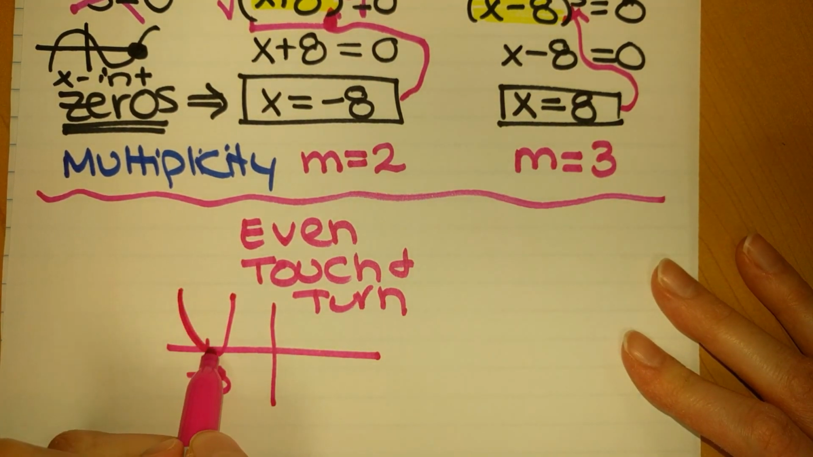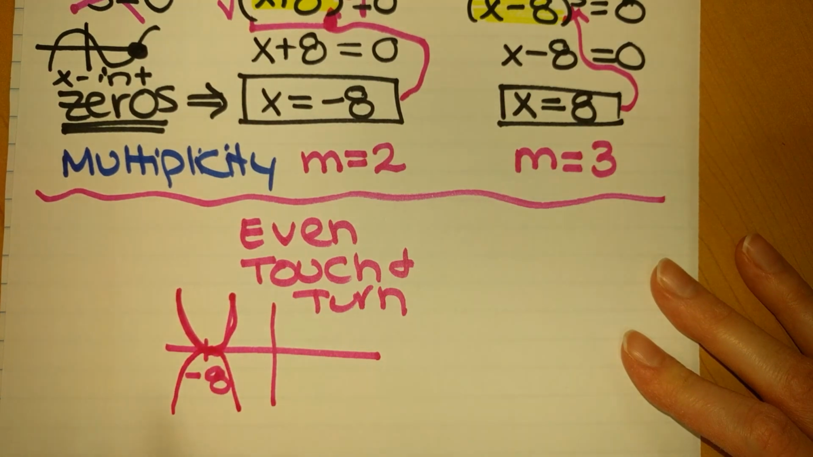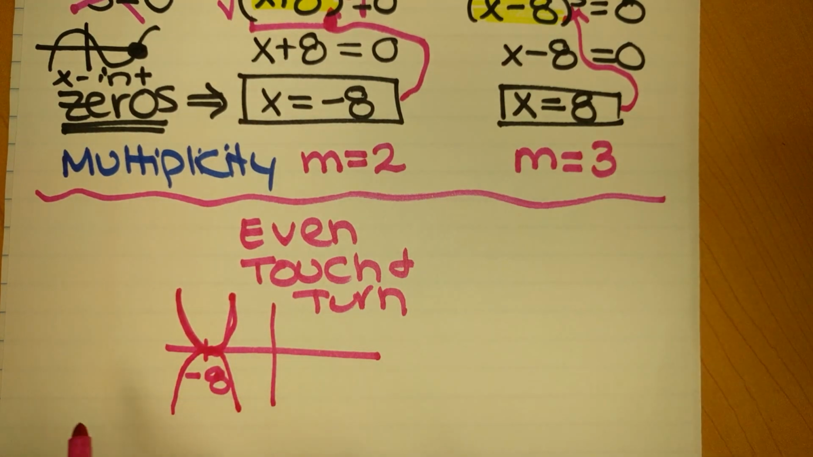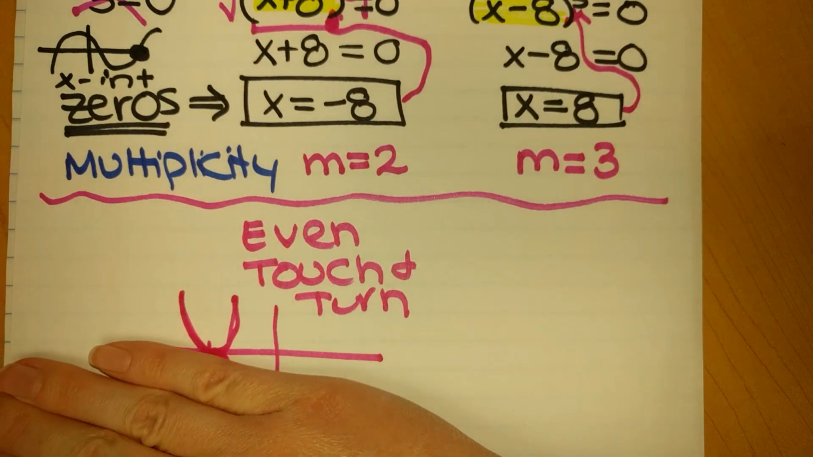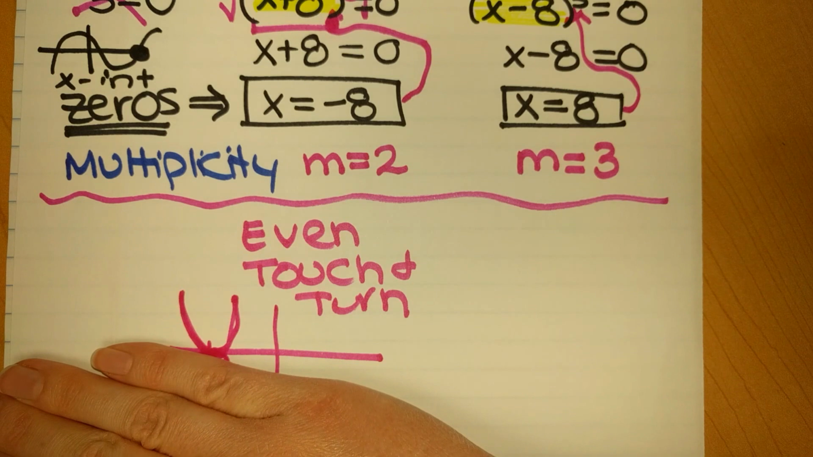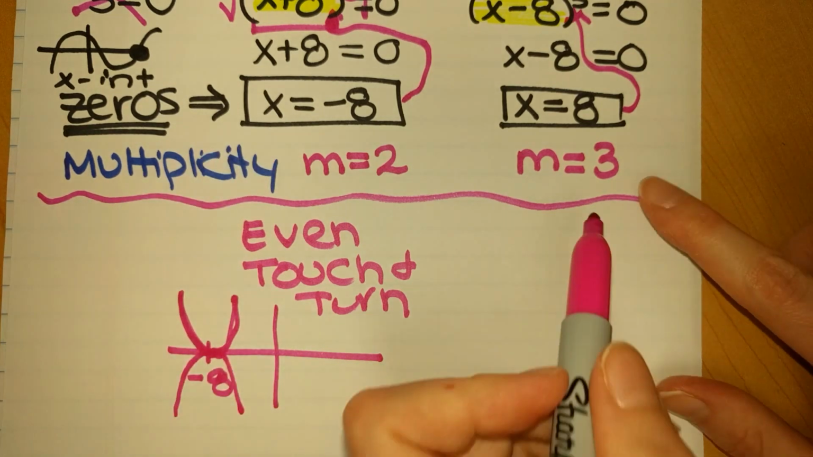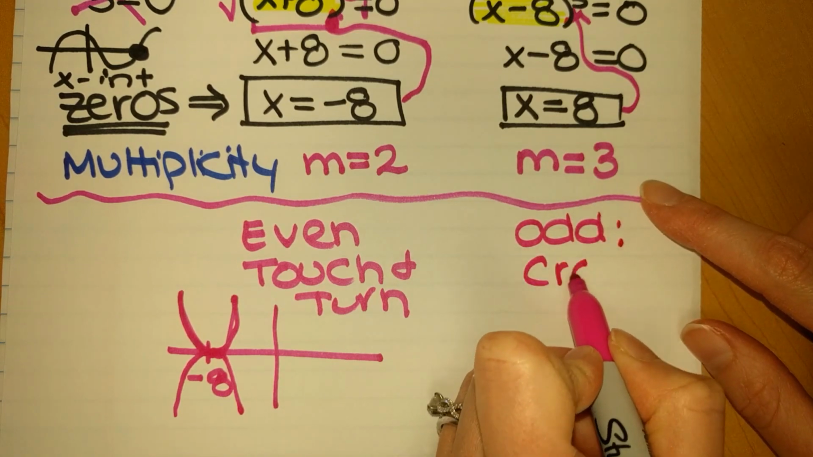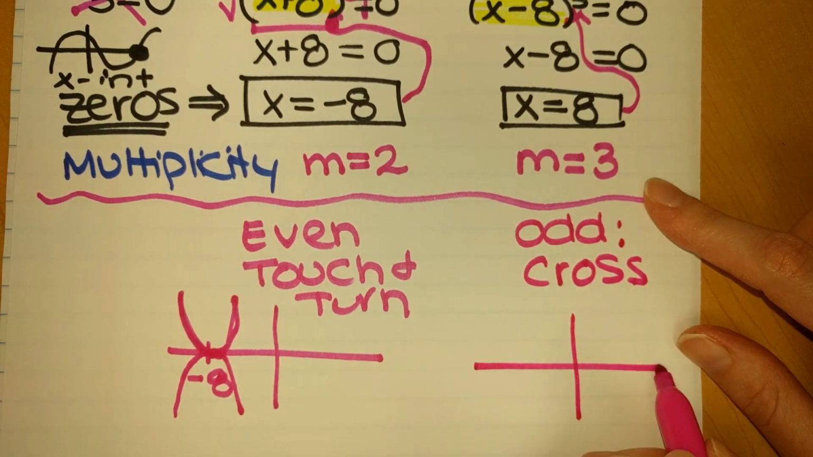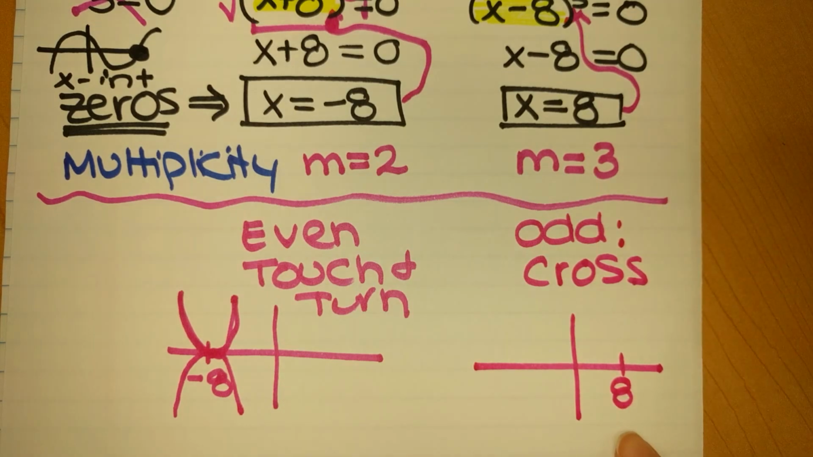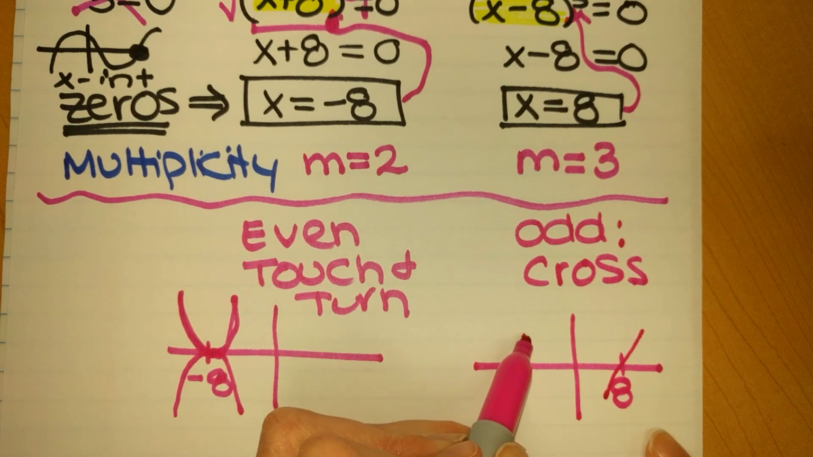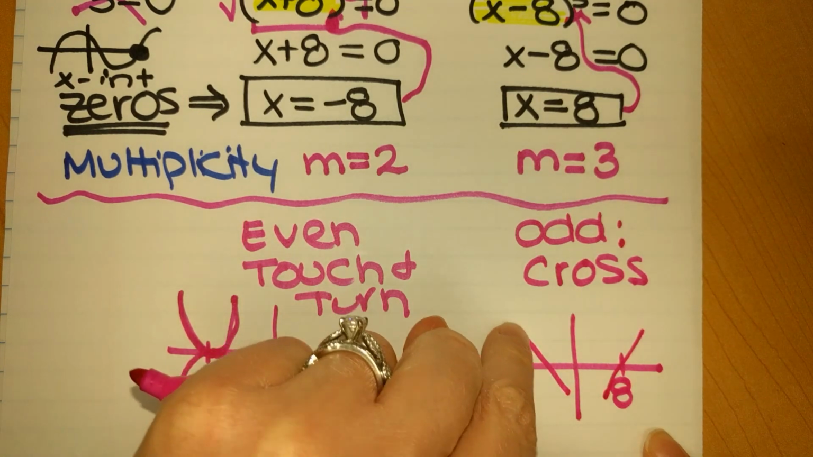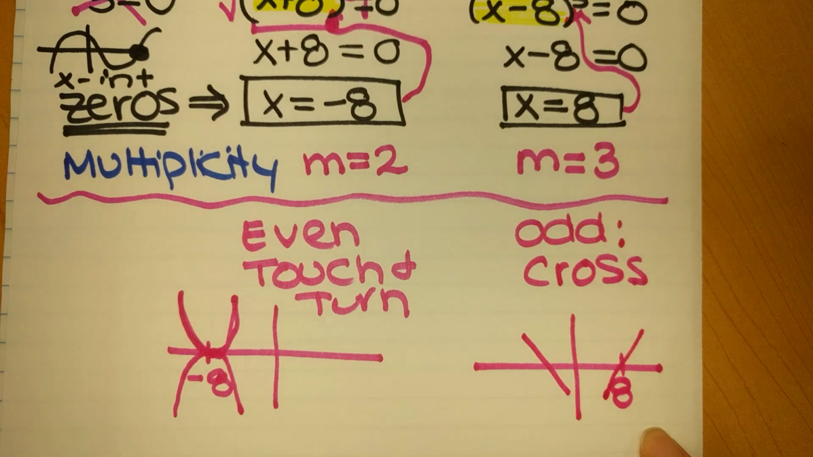And we might touch and turn around above the x-axis, or we might touch and turn around below the x-axis. We don't know until we start plugging in numbers and seeing what is positive or negative for y. But the idea is there's going to be some touch and turn at that x-axis because it is even. And when the multiplicity is odd, then you are going to cross the x-axis. Namely, there is going to be a sign change that happens at the 0. So when we talk about crossing the x-axis, we mean that it's going from negative to positive, or it might be going from positive to negative, but it is going to slice through the x-axis at that x-intercept.